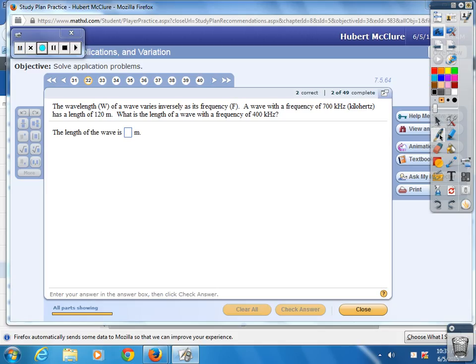All right, so where is our keyword? Inverse. So y is equal to k over x. And that's number 2 of your formulas. There's only 3 formulas.